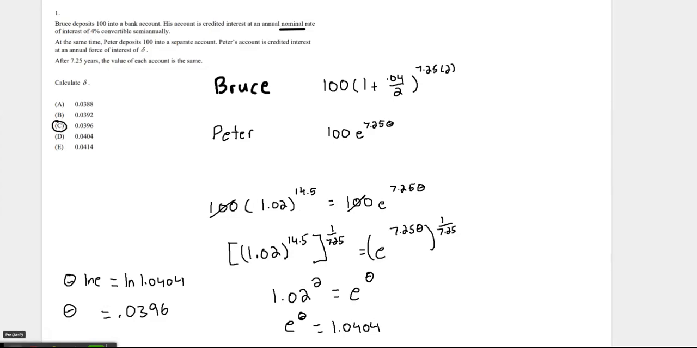Just to be clear, what I did over here was I took the natural log of both sides. Okay, and then the theta, by the properties of logarithms, I can take it out, right? And ln of e is 1. So I just get that, okay?